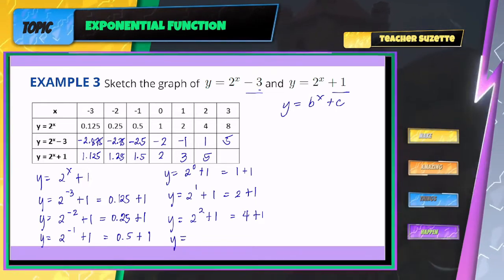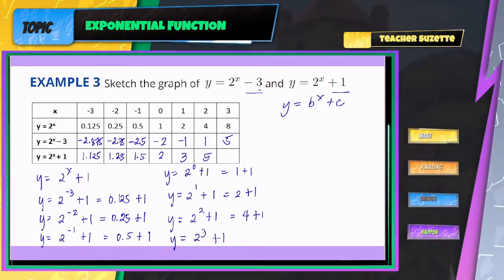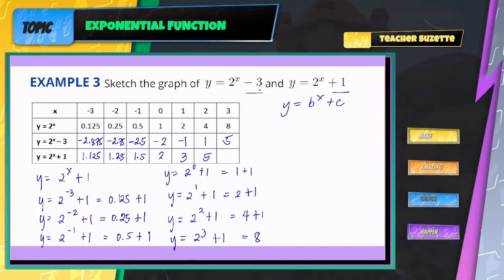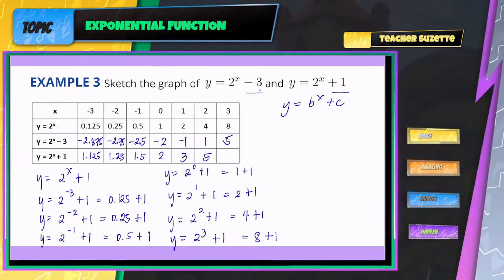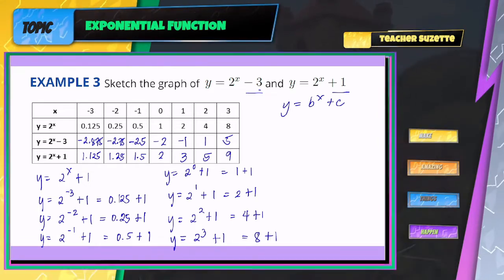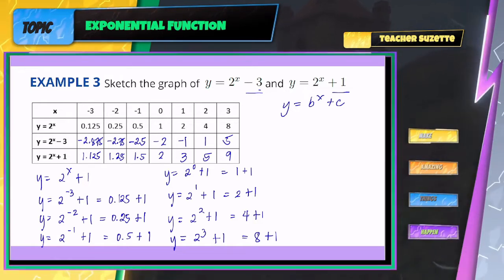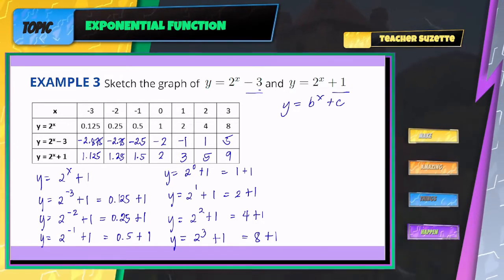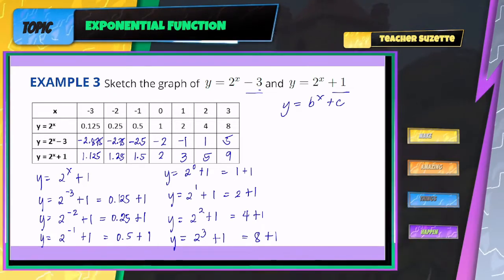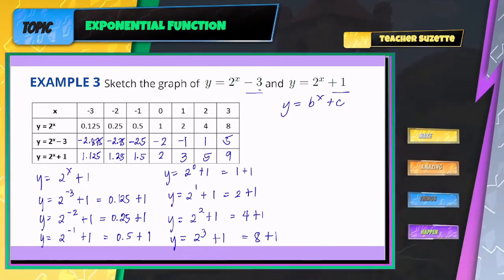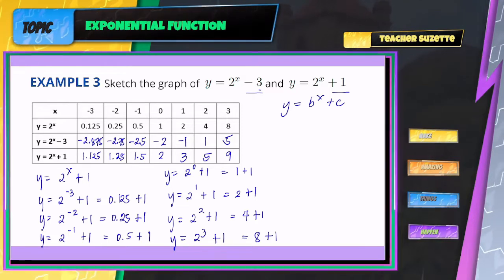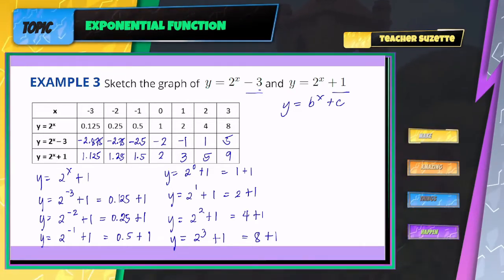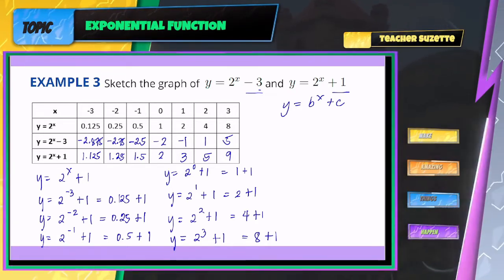Last, y is equal to 2 raised to 3 plus 1 and 2 raised to 3 is equal to 8 plus 1. So, 8 plus 1 is equal to 9. So, ayan, kumpleto na po natin yung ating y coordinates ng ating last function, which is y is equal to 2 raised to x plus 1. Now, let's see what will happen when we try to plot the points from our table.